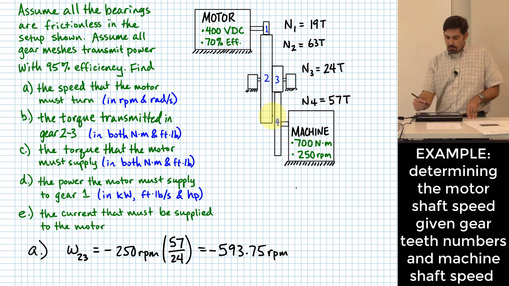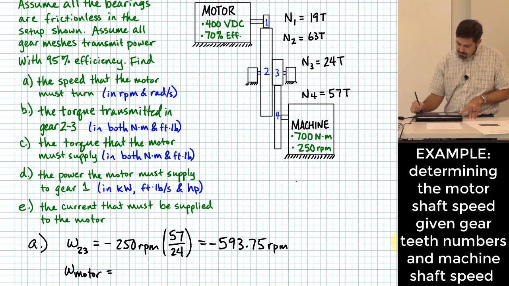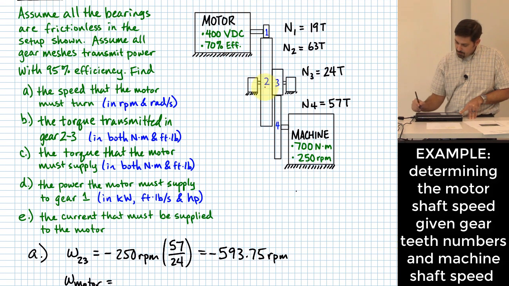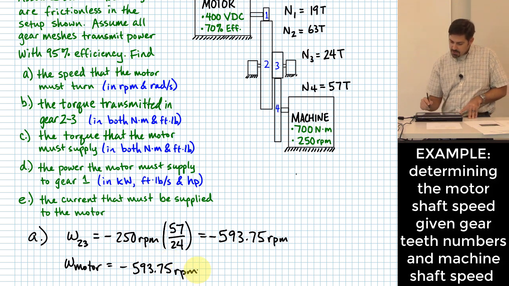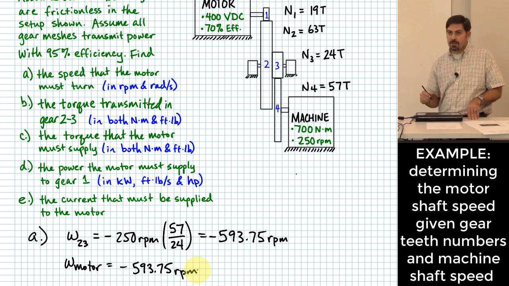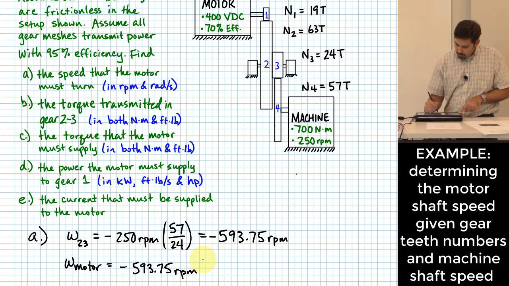What about when I go to my next step? Okay, omega motor. What I do there is I understand that the speed that my omega 2-3 is going there is minus 593.75 RPM. It goes even faster when it gets up to the motor because the motor has a smaller gear than gear 2, and so I just multiply by that ratio. Multiply it by 63 over 19.